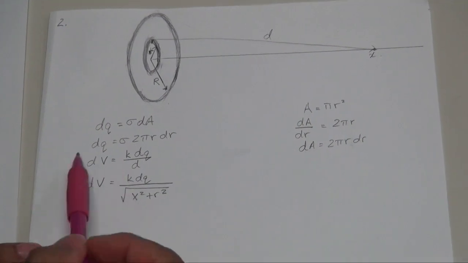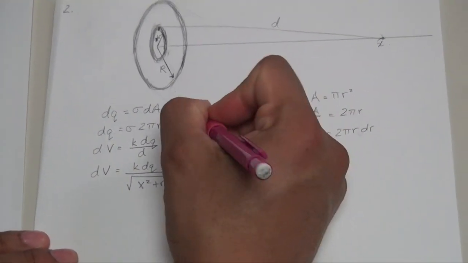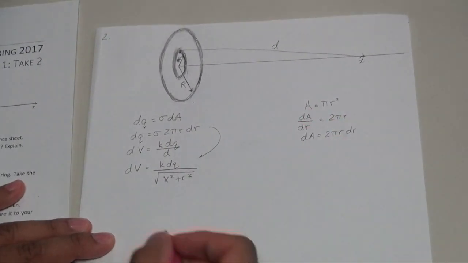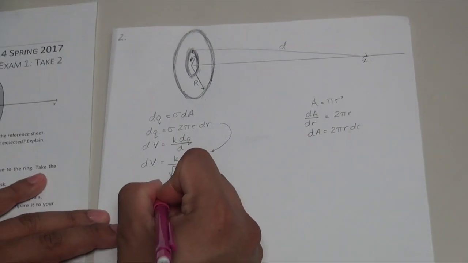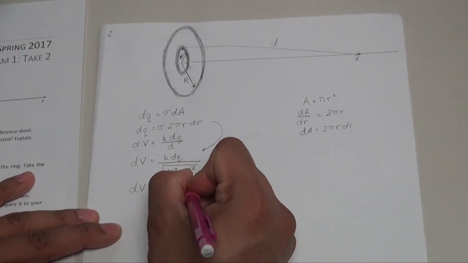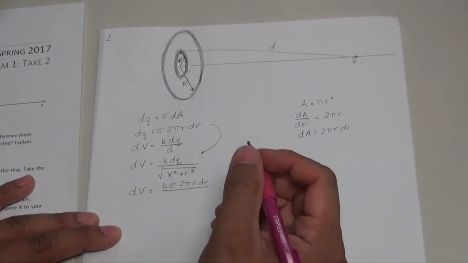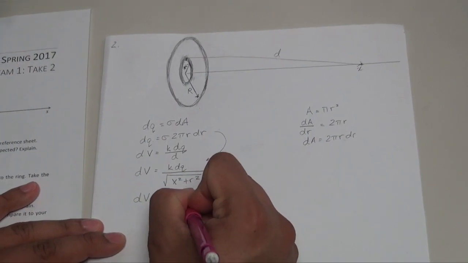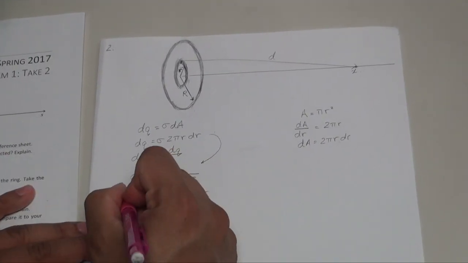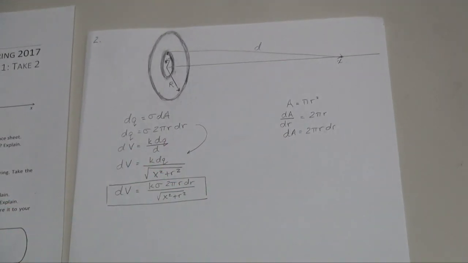Now we have our dq, and we plug in dq from here. We'll just draw a little arrow, and we plug in to give us dV equals k sigma 2 pi r dr divided by the square root of x squared plus r squared. And this is our answer to A.